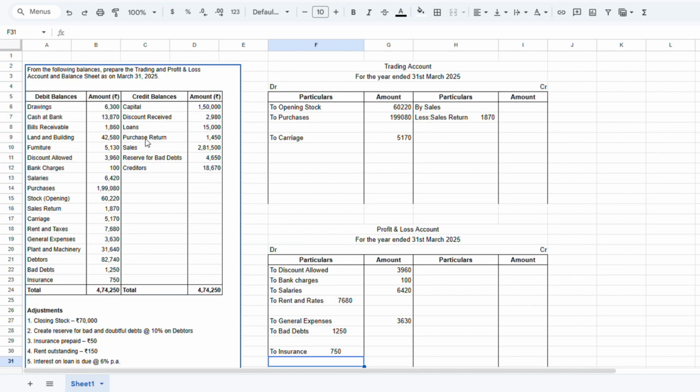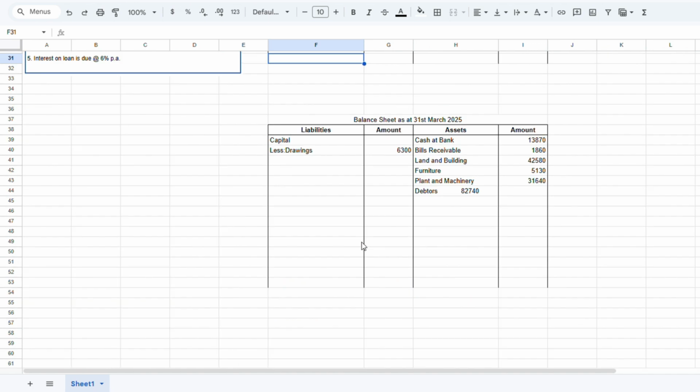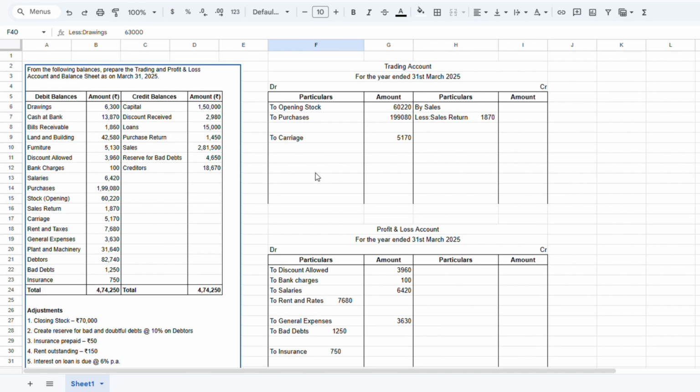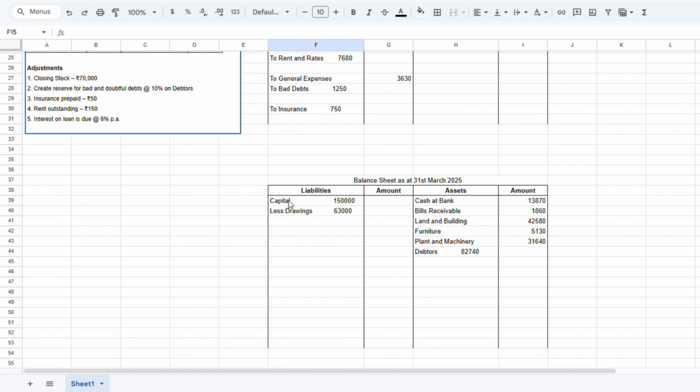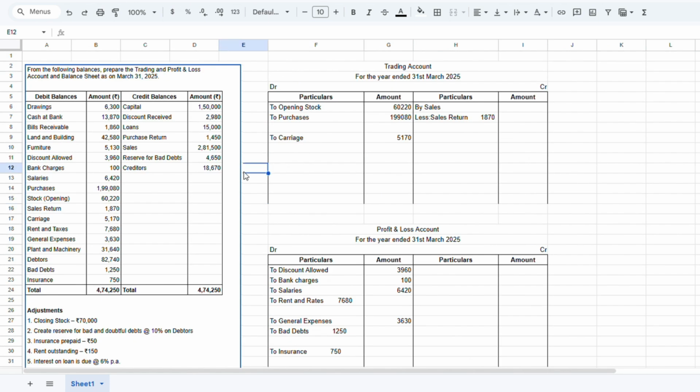Next we have credit balances, that is capital. Capital is a liability. So balance sheet on the credit side, capital 1,50,000. We'll take it in the inner column, 1,50,000. The drawings 6,300 we will also take in the inner column. We have recorded it before. Now I have taken capital 1,50,000.